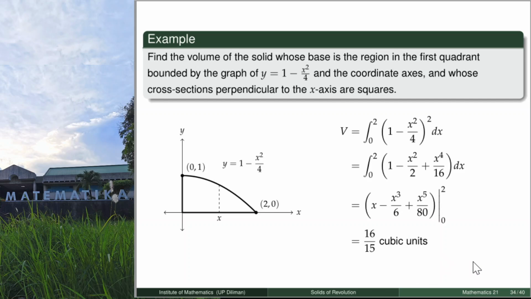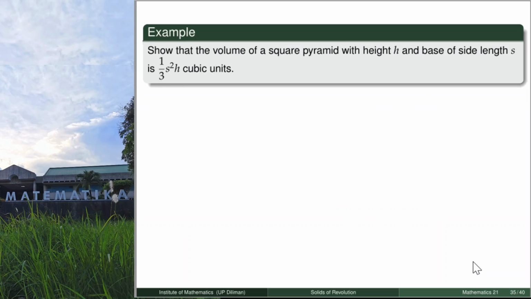Okay? And that is the volume of the solid by slicing. So let's go to our last problem, and this one is the most challenging of them all. So here we want to show that the volume of a square pyramid with height h and base of side length s is given by 1/3 s squared h cubic units. Basically, we want to prove the formula for the volume of a square pyramid.